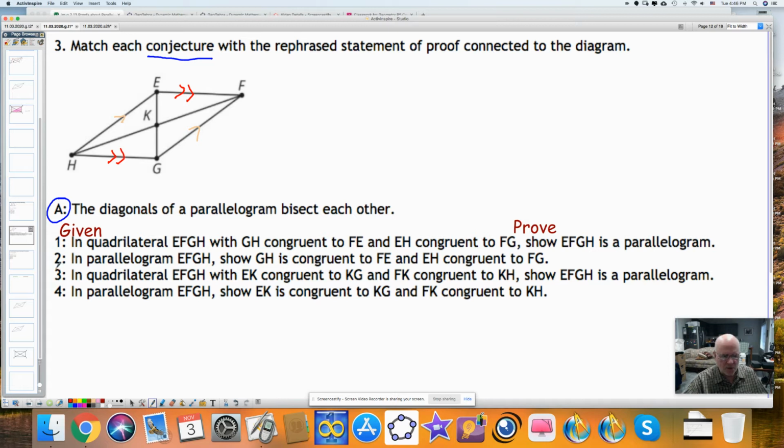And we're told that in the quadrilateral, EK is congruent to GK, HK is congruent to FK. And then we were supposed to show it's a parallelogram. But notice, that's not what this is saying. What this is saying is that the diagonals of a parallelogram is what's given.